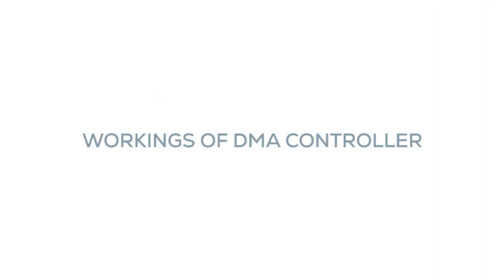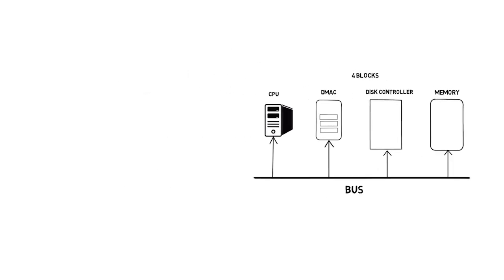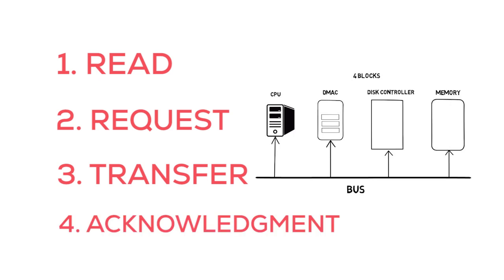Okay, so let's see the workings of the DMA controller. First we have the CPU, then we have the DMA controller, then we have the disk controller, and lastly we have memory. As you can see, it contains 4 blocks and they are all connected by a bus. There are 4 processes that take place in these 4 blocks, which are read data, request, transfer, and send acknowledgement.